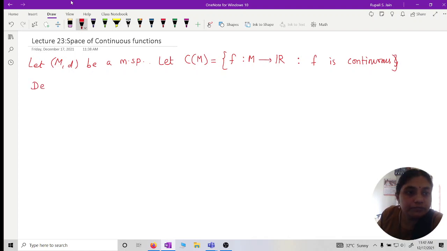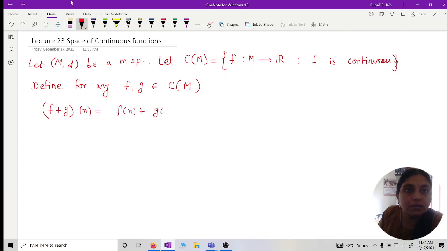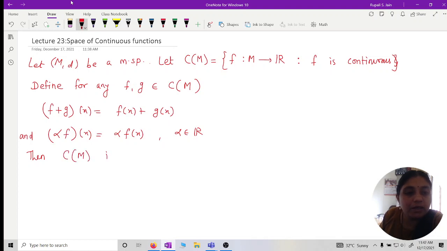Define, for any f, g belonging to C(M), (f plus g)(x) is nothing but f(x) plus g(x), and (alpha f)(x) is equal to alpha times f(x), where alpha is a scalar, a real number. Then we can easily prove that this C(M) is a vector space.